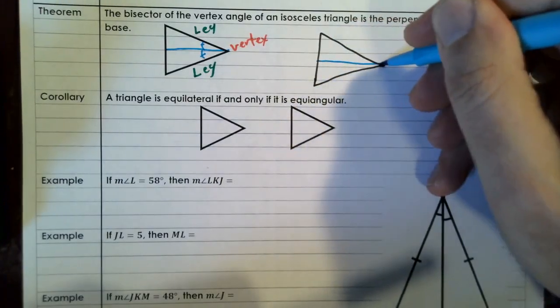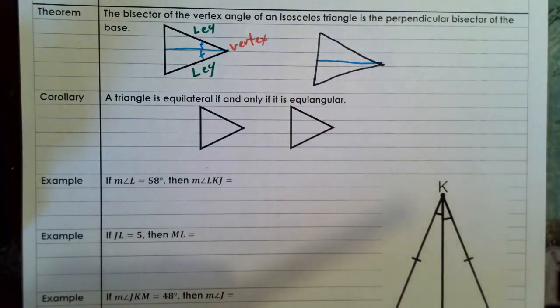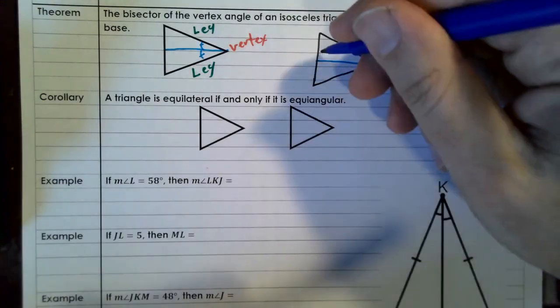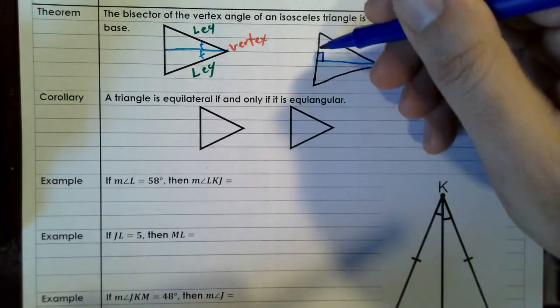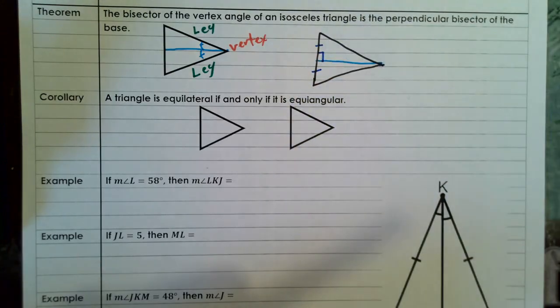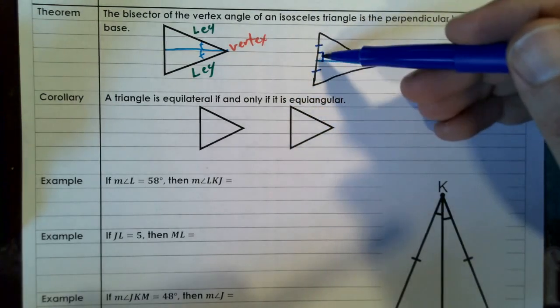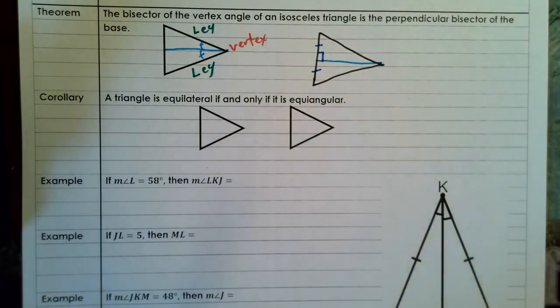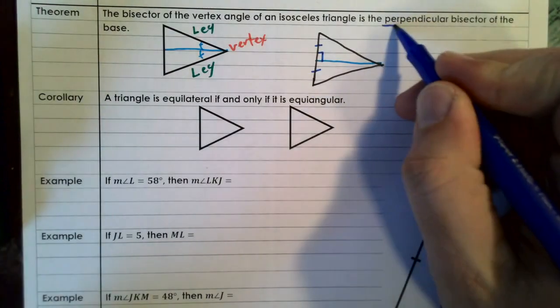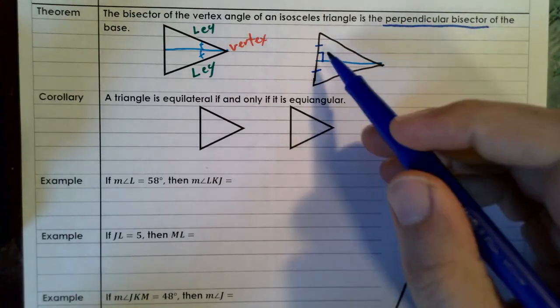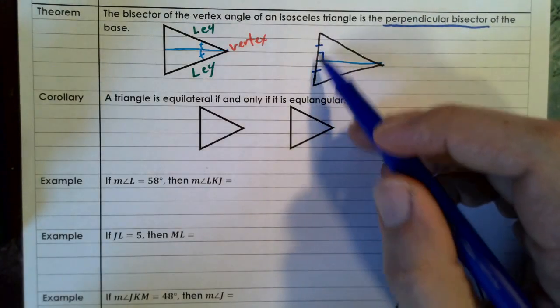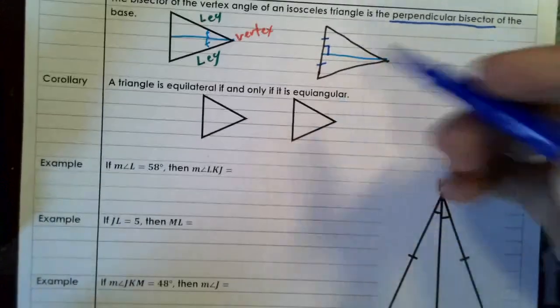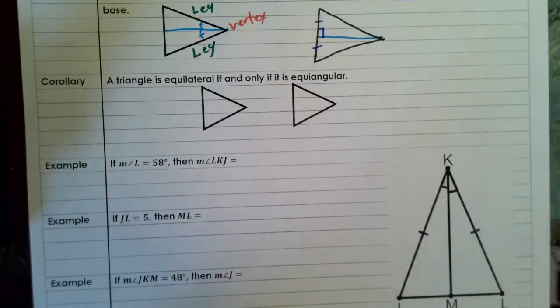What this blue line actually does is it forms a right angle to the base, and it cuts that base in half. So we get two equal pieces, and it's going to be at a right angle. So that's what a perpendicular bisector is. It bisects the base, and it's a right angle with the base.